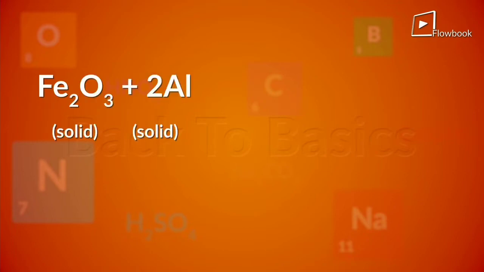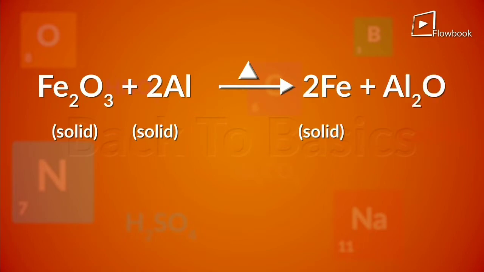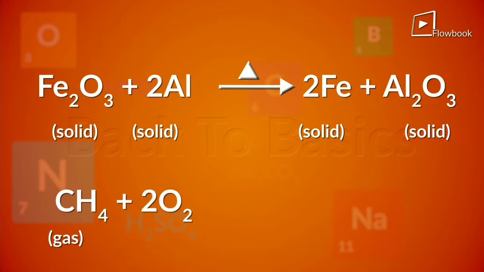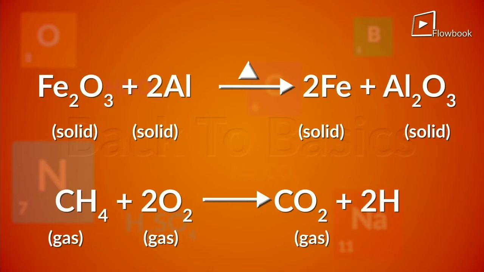For example, Fe2O3, which is solid, plus 2Al solid, gives us on heating 2Fe solid plus Al2O3, which is also a solid. Similarly, CH4 gas plus 2O2 gas gives us CO2, which is a gas, plus 2H2O in vapor form.